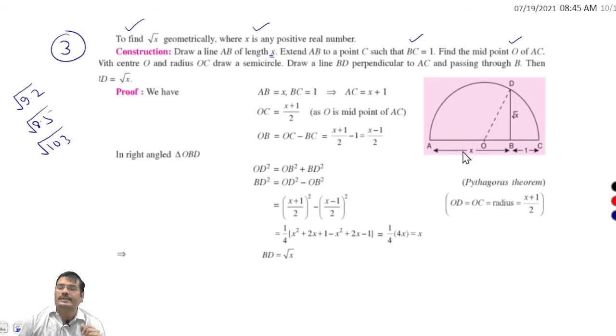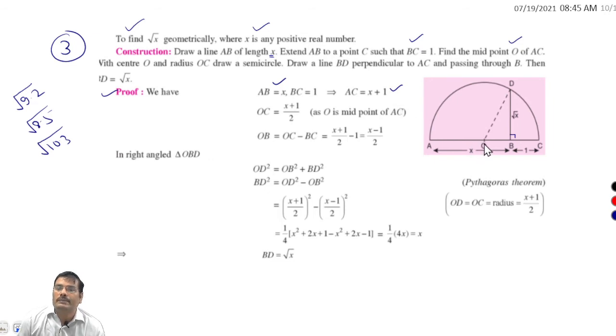Taking O as the center, taking OA equal to OC as the radius, draw a semicircle. Then from this point B, draw the perpendicular, and when we measure this perpendicular BD, this is obviously root x. Now how do we prove this one? To prove this, let us suppose that AB is equal to x, BC is equal to 1. So then AC is x plus 1.